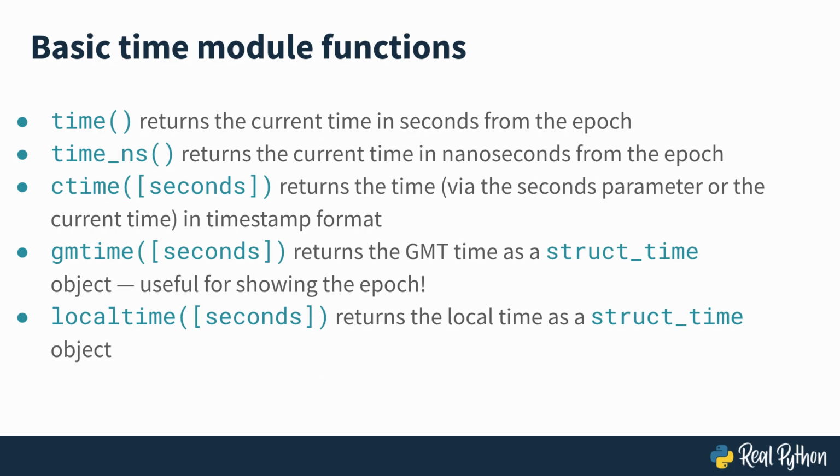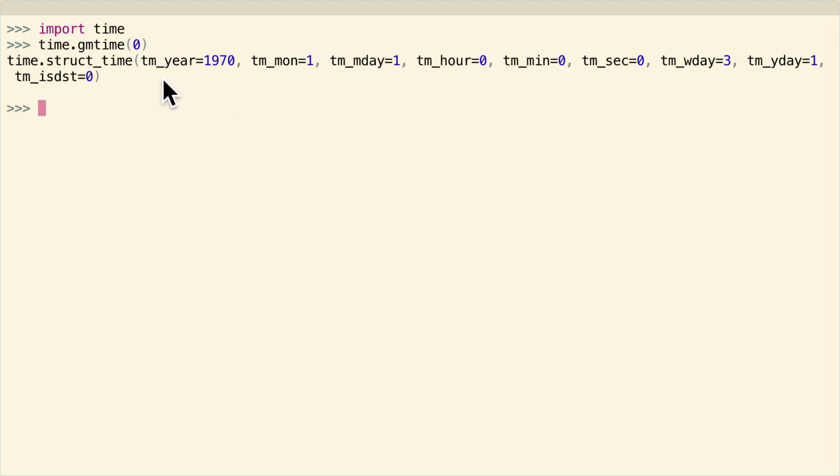So let's take a look at how these functions work in the Python REPL. Of course, the first thing to do is to import time. And then I can get the epoch with the time.gmtime function. And as you can see, it takes in a parameter of seconds, which is the number of seconds since the epoch. So I'll just pass in 0, which will return me the epoch as a struct time. And as you can see, it has 1970, the first month of that year, January, the first day, all the 0th hours, minutes, seconds. So it's midnight on the first day of 1970, January 1st.